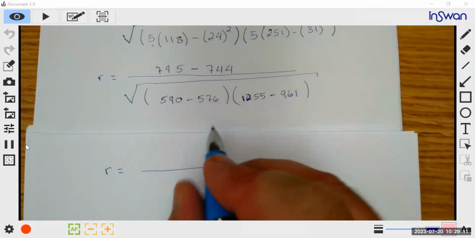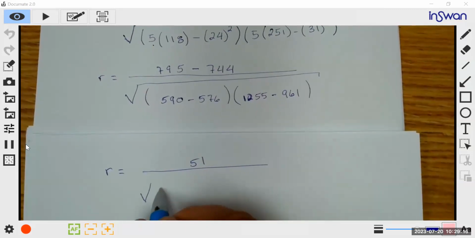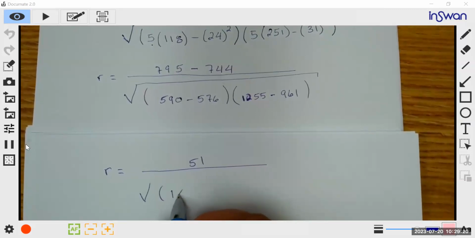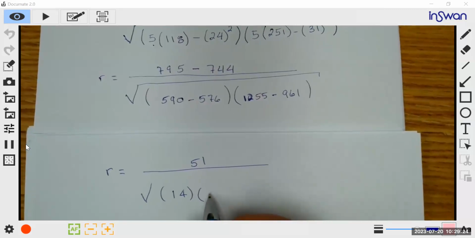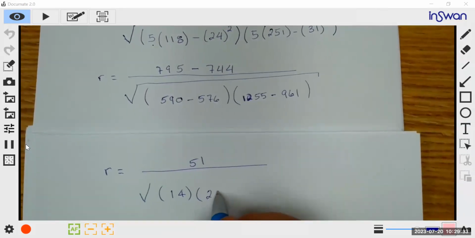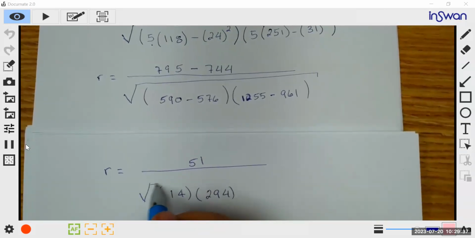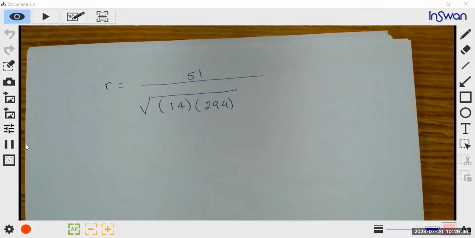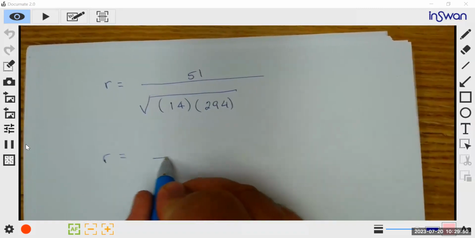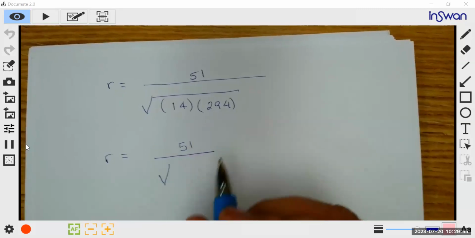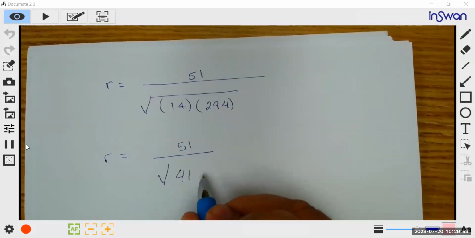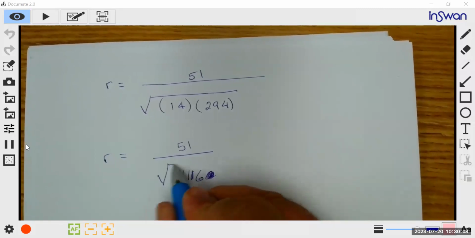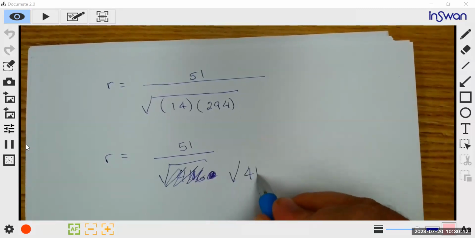So what are we gonna get? 795 minus 744 is 51. 590 minus 576 is 14. 1255 minus 961 is 294. So 14 times 294 is 4,116.